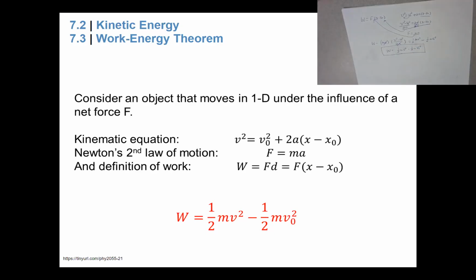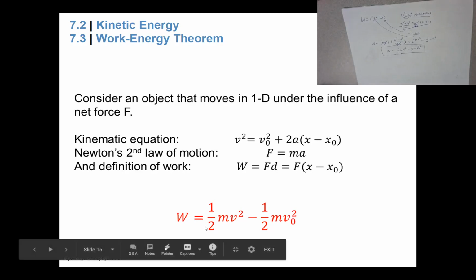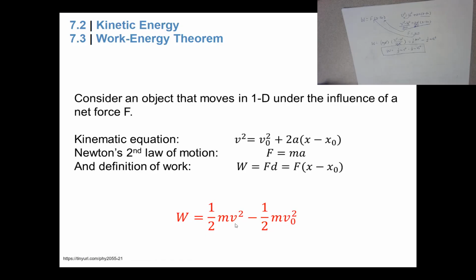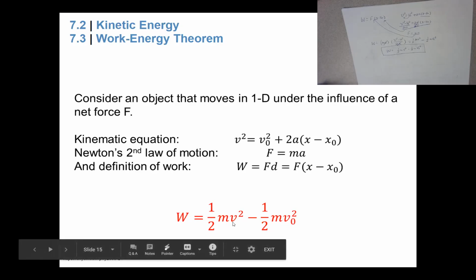So basically, this is the equation in red on the slide here. So this tells you the work done by a force is equal to this quantity final minus this initial, related to the v naught. So you can see this term and this term have a similar expression. It's just related to their mass and the velocity.